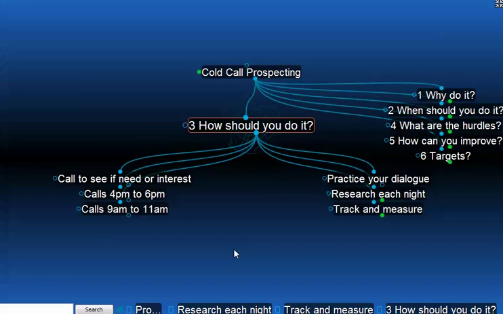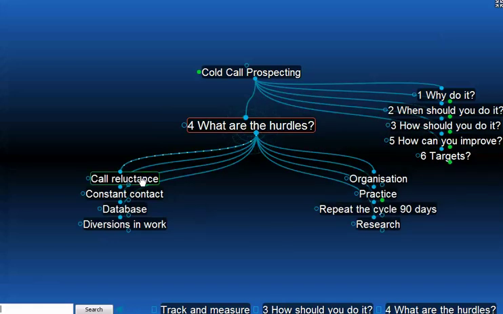So let's now have a look at another topic here. What are the hurdles? Well, most agents and brokers have a tremendous amount of call reluctance. They just don't want to do it and they'll avoid it at every opportunity. That being said, those agents or brokers who get their head around the process and do it successfully and directly will create more business faster than anybody else. It is a mindset, and the mindset does require practice.